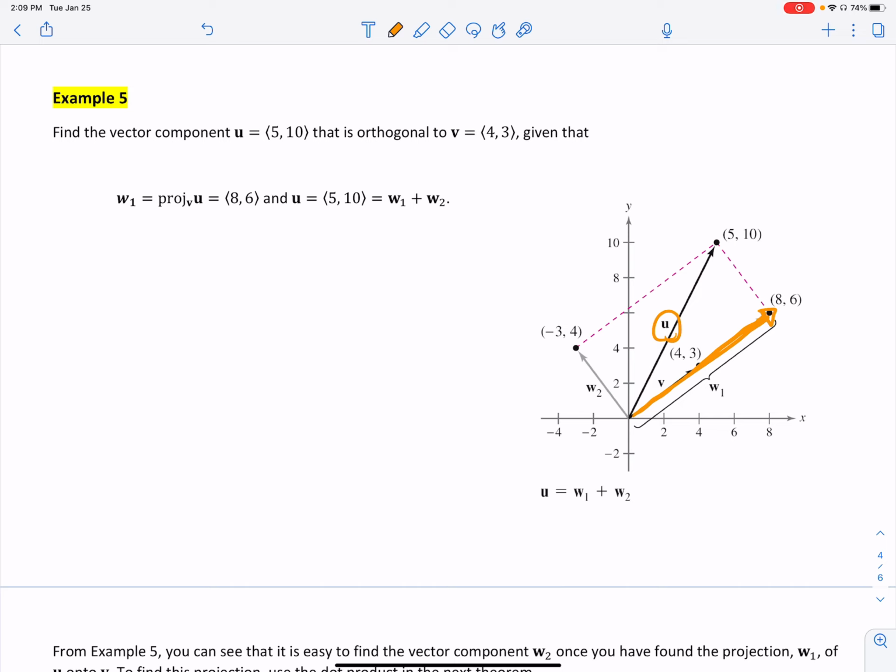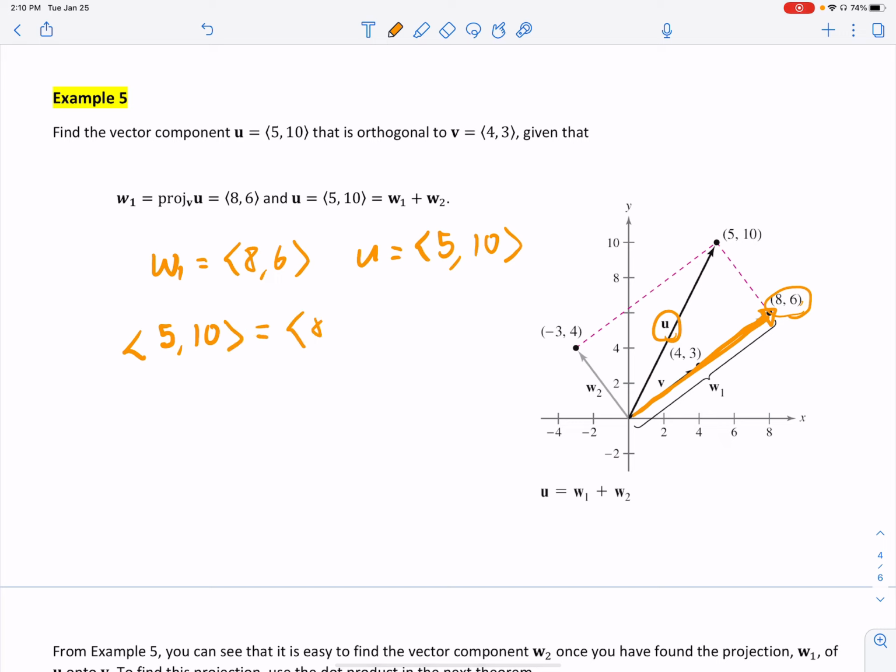Right? So they labeled this out. This is 8, 6. That's the point where it reaches. So the vector W1, which is the projection of U onto V, is 8, 6. They also gave me U. And I know that U, so that's 5, 10, is equal to W1, which is 8, 6, plus W2. I know that those will hold.